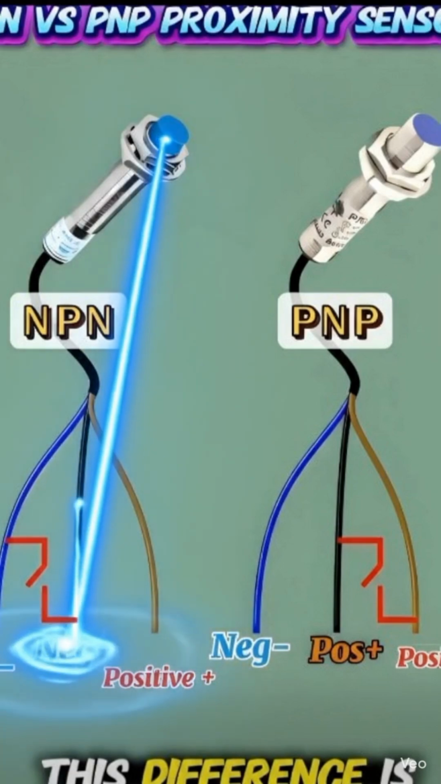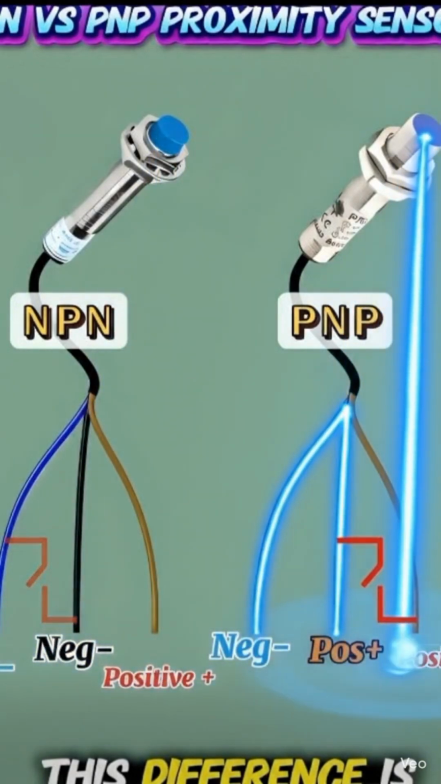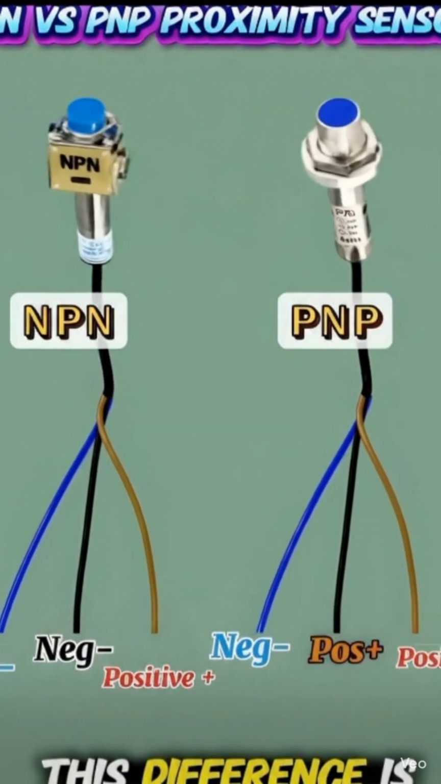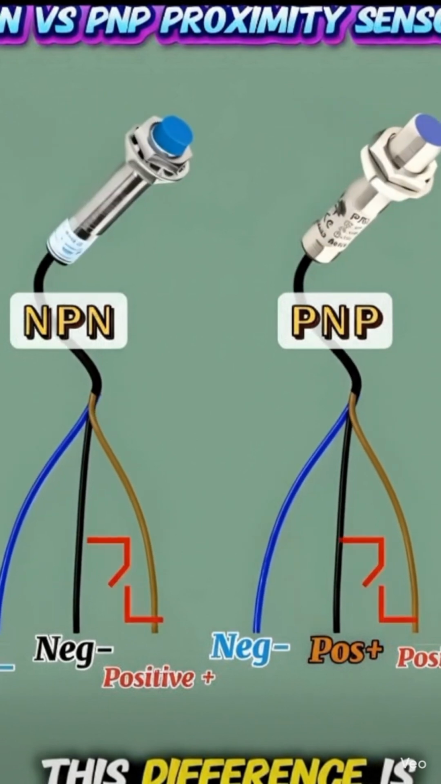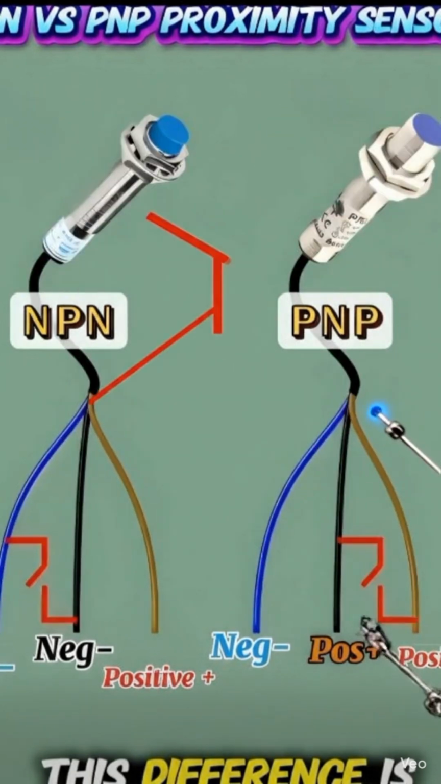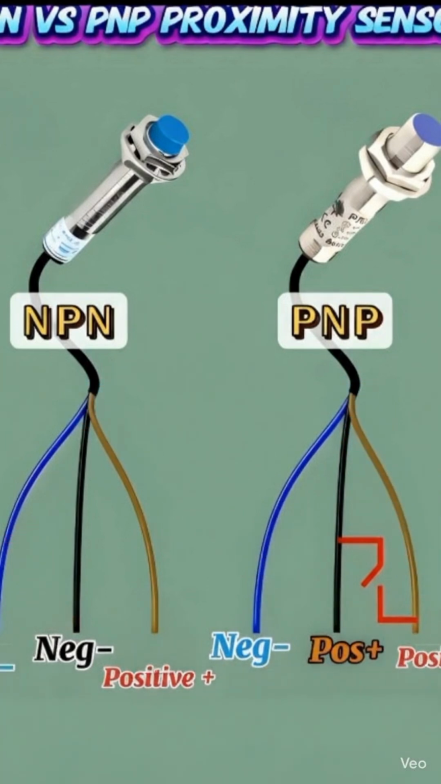PNP and NPN refer to two types of bipolar junction transistors, BJTs. They differ in structure, how they are connected in a circuit, and how current flows. 1. Basic structure. NPN transistor. Layers: NPN. Majority charge carriers: electrons. PNP transistor. Layers: PNP. Majority charge carriers: holes.